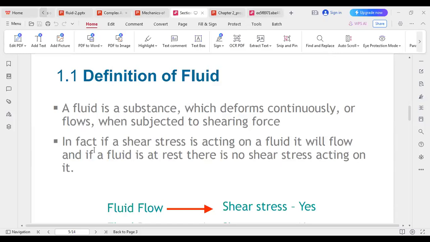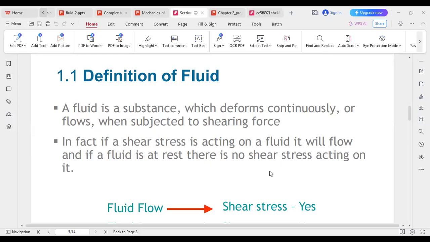First of all, what is a fluid? A fluid is a substance which deforms continuously or flows when subjected to shearing force. Shearing means you must know about friction or pressure. In fact, if a shear stress is acting on a fluid, it will flow. And if a fluid is at rest, there is no shear stress acting on it.